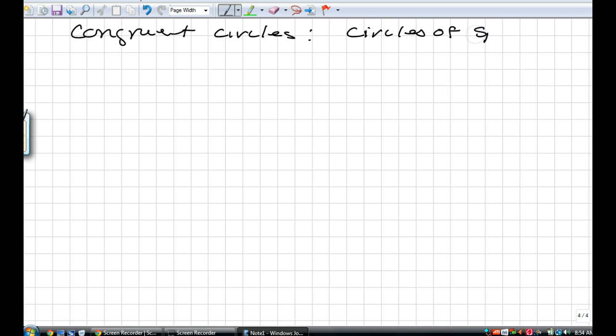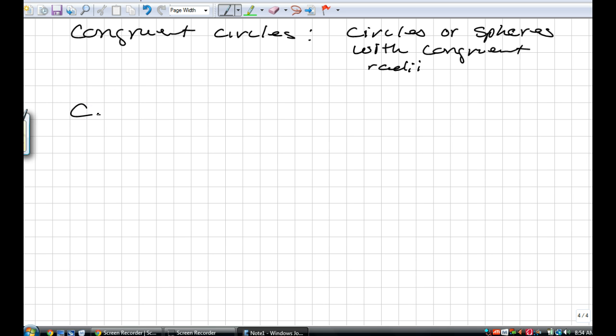Okay. Then we have the idea of congruent circles, and we can have congruent spheres also. And so they are circles or spheres that have congruent radii. So if the radii are congruent, then the circles are congruent.